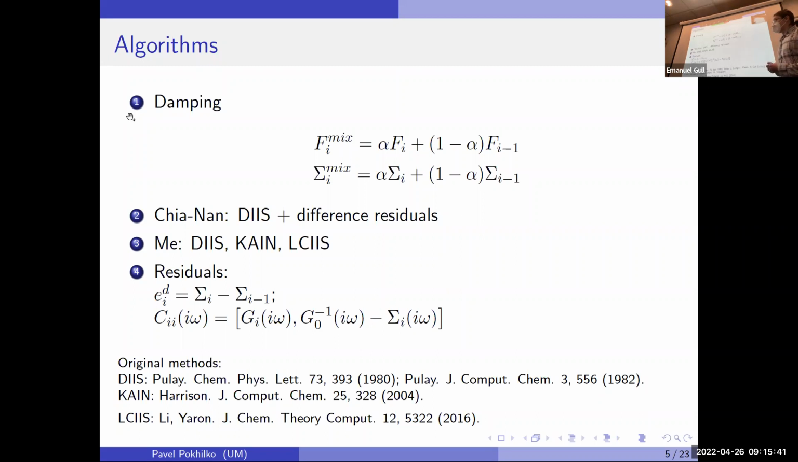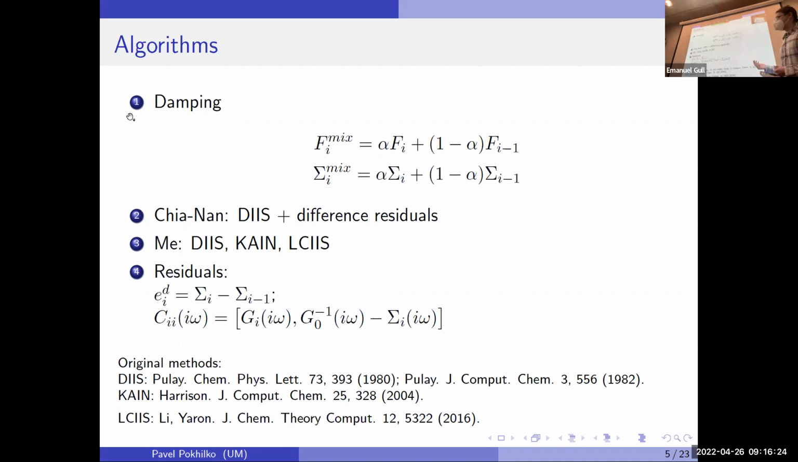So I implemented DIIS and several other algorithms in a completely general way that does not know anything about Green's functions. So it is just a general code that operates with vector algebra. And the advantage of that is that I can test it, for example, on linear systems of equations or on some other problems, just to make sure that the algorithm is correct. So I implemented DIIS, I implemented the Krylov-space accelerated inexact Newton method, and LCIS or least squared commutator in the iterative subspace. I also implemented several types of residuals.